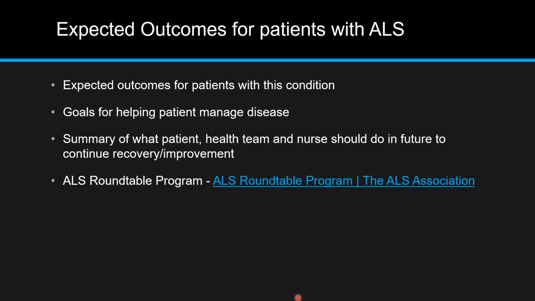What should the patient, health team, and nurse do in the future to continue recovery or improvement? ALS is a disease that unfortunately cannot be cured. There's no hope for recovery or improvement. Therefore, a patient needs to be prepared for what is to come. They should be educated about their condition and have a team of doctors and nurses to discuss ALS symptoms with them. The earlier a patient prepares for the future, the better the quality of life they can expect.